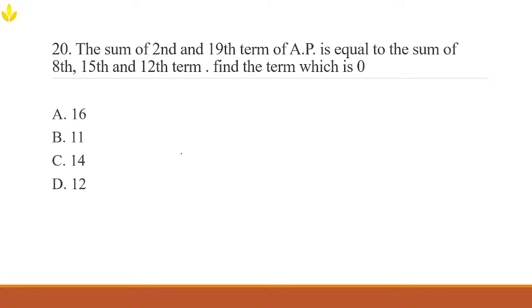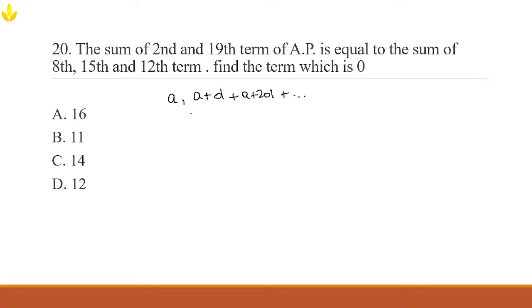The sum of the second and 19th terms of an arithmetic progression is equal to the sum of the 8th, 15th and 12th terms. Find the term which is 0. Okay, so for an arithmetic progression, the series goes like this: a, the next term will be the first term plus the common difference, a plus d, then a plus 2d, and it goes on.